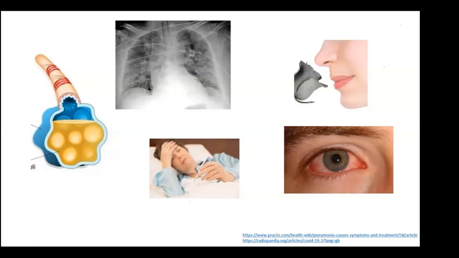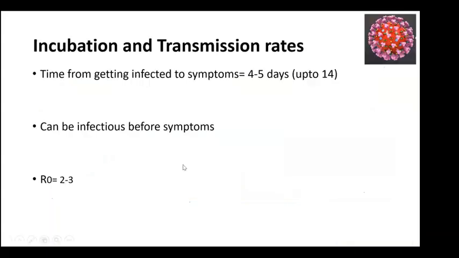So moving on. So incubation and transmission rates. So the average time from a person getting infected with COVID to them showing symptoms is about 4 to 5 days. However, there's quite a wide range within that. So in some cases, they're reporting up to 14 days before symptoms show. It's important to note that coronavirus can be infectious before the symptoms show up.